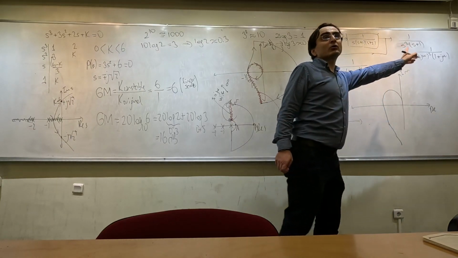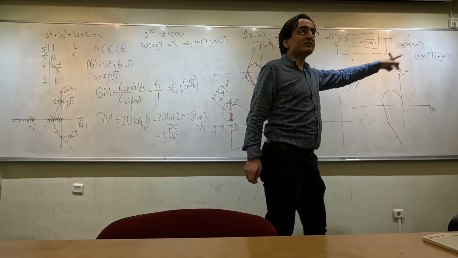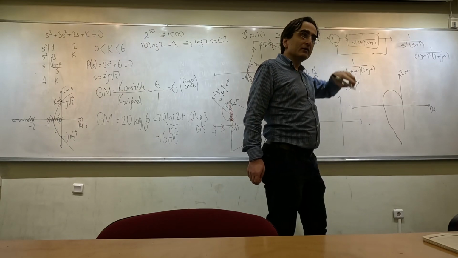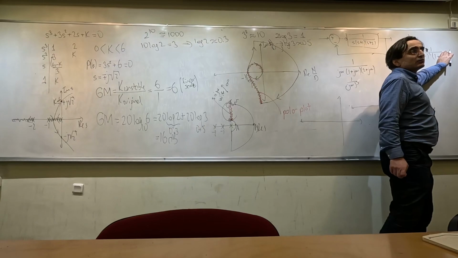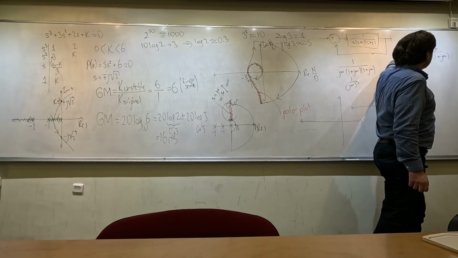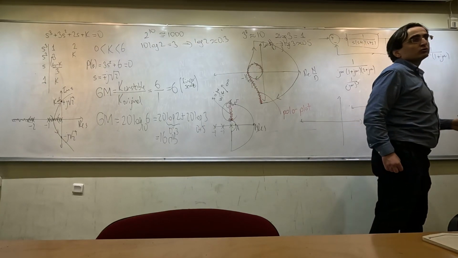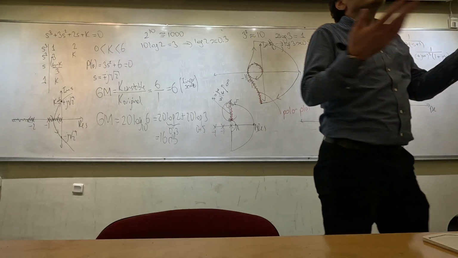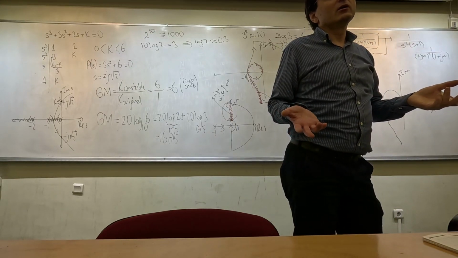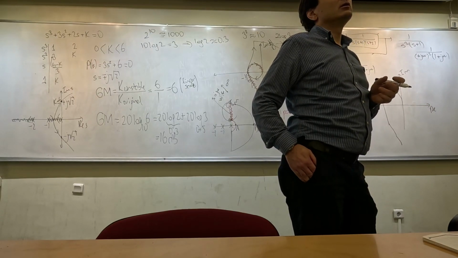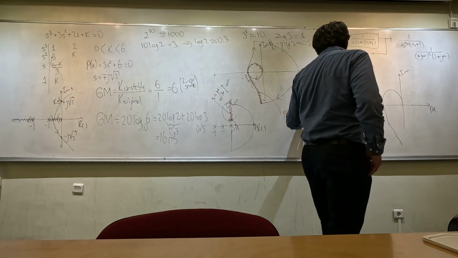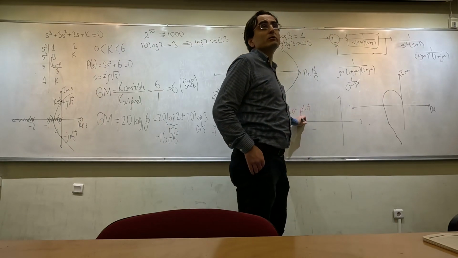I will let omega go to 0. What is the magnitude? What is the phase? If I let omega go to 0, this term is going to behave like 1. But when I have 1 over j omega squared, if omega goes to 0, the magnitude is going to go to infinity. What about the phase as omega goes to 0? Minus 180. So we're going to be somewhere here.